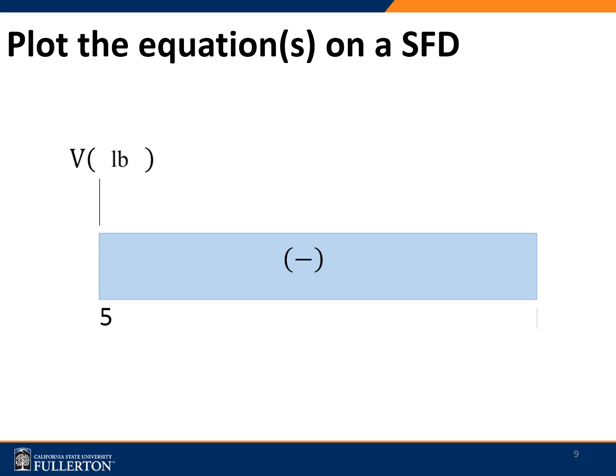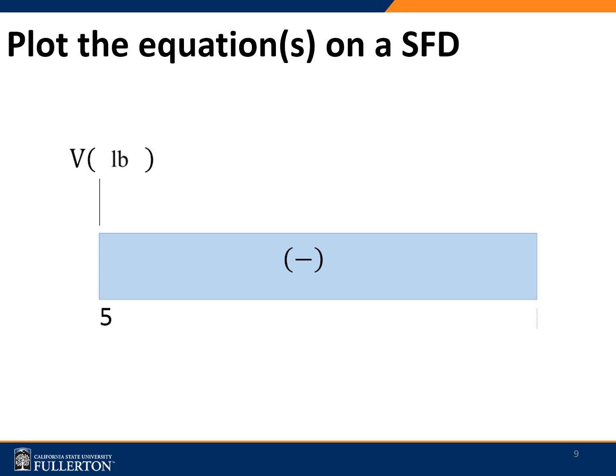The next step is to plot the equations on a shear force diagram. Now that the shear force is a constant, it must be of the same magnitude at any point along the beam. As a convention, the shear force diagram is plotted above or below the line corresponding to the neutral axis of the beam. But a plus sign must be indicated if it is a positive shear force, and a minus sign should be indicated if it is a negative shear force.